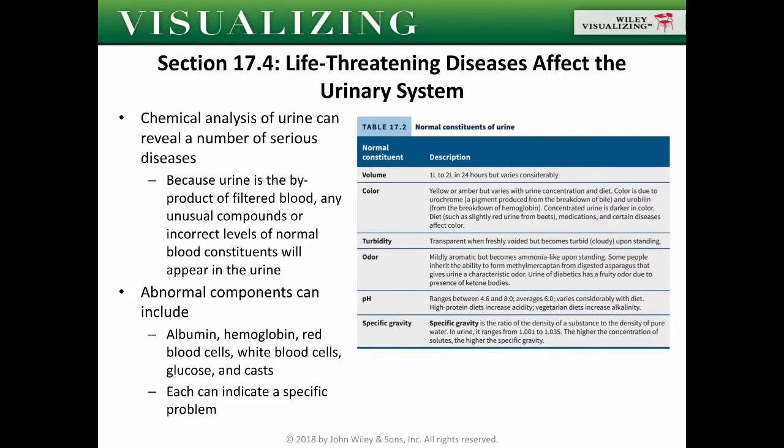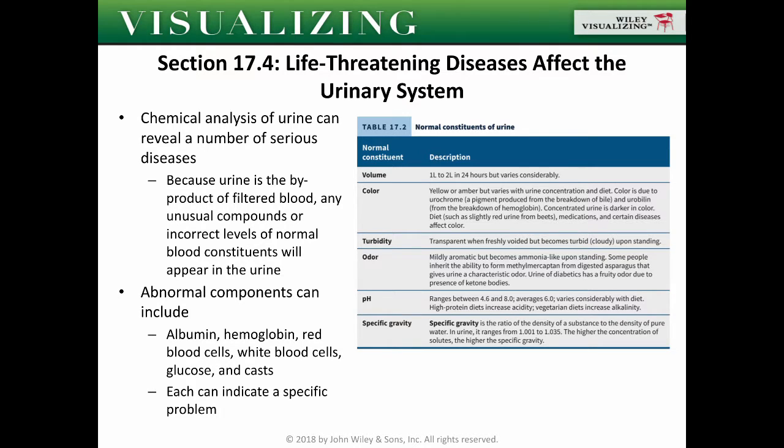Now, there are, of course, diseases that can affect the urinary system. Chemical analysis of the urine can reveal a number of serious diseases. That is why a urine test is very routine in physical examination, because the urine can tell us a lot. The urine is a byproduct of the filtered blood, so any unusual compounds or incorrect levels of normal blood constituents will appear in the urine. Abnormal components can include albumin, hemoglobin, red blood cells, white blood cells, glucose, and casts, which indicate a specific problem.